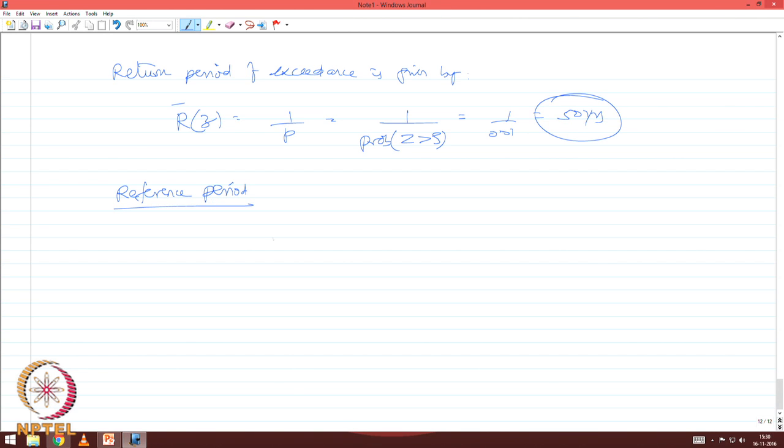What is the reference period? In the above example, what we discussed just now, we said 1 year return period, period of exceedance is 100 years. Therefore, it is important to note the following.